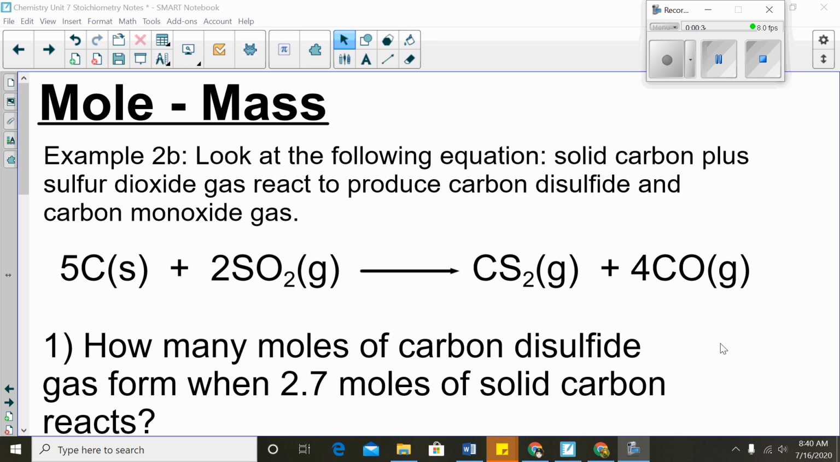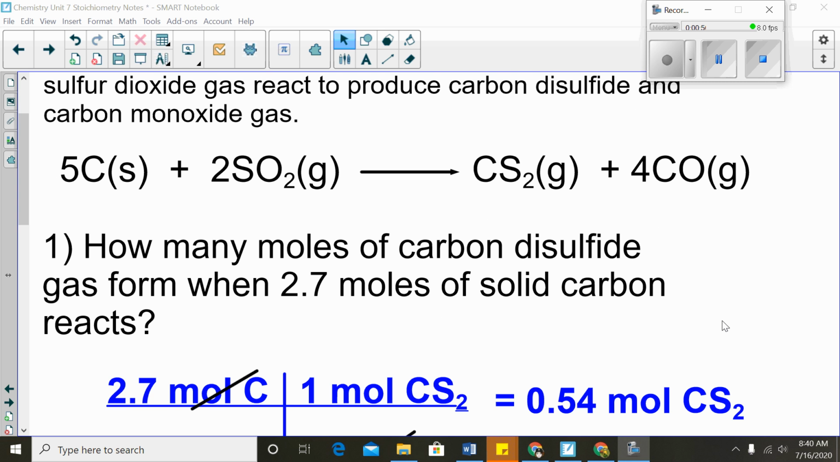It says how many moles of carbon disulfide, which is this one, CS2, gas form when 2.7 moles of solid carbon reacts. So we have 5 moles of carbon in the reaction, but now we're changing that to 2.7 moles, and I'd like to know how many moles of carbon disulfide will be produced.